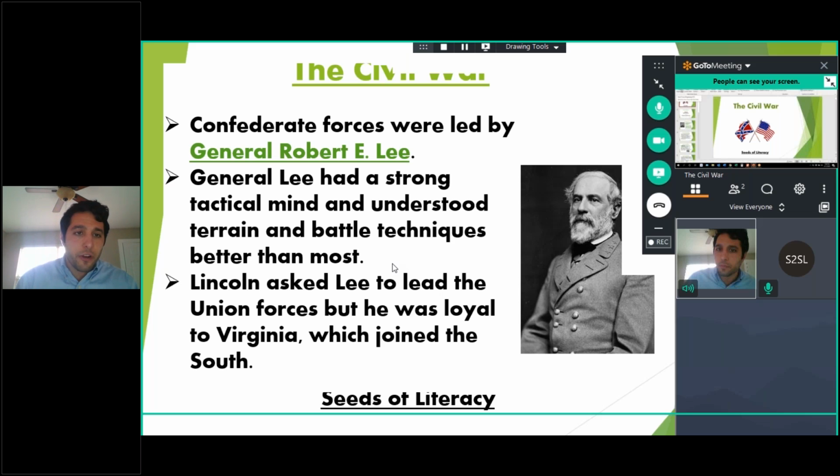And frankly, I think that his prowess was known both to Lincoln and to the Union forces generally, because Lincoln asked Lee to lead the Union forces, but General Lee was from Virginia and he was loyal to Virginia, and Virginia had joined the South. So General Lee ended up running the Confederate forces.